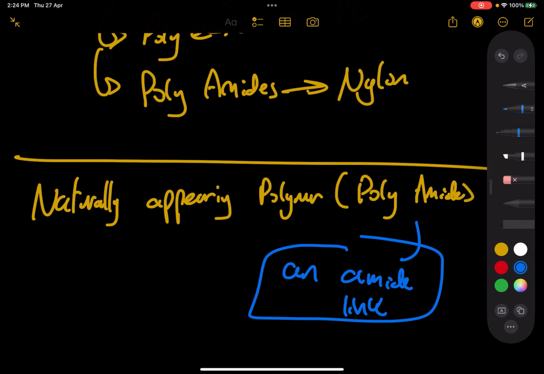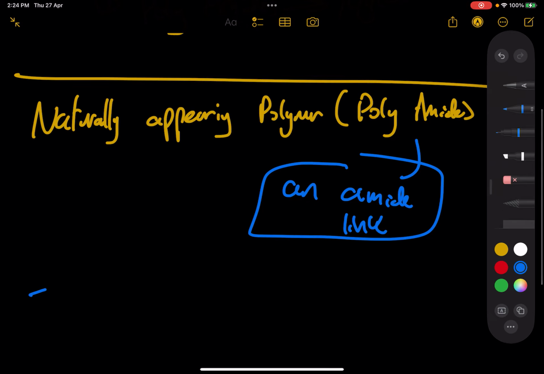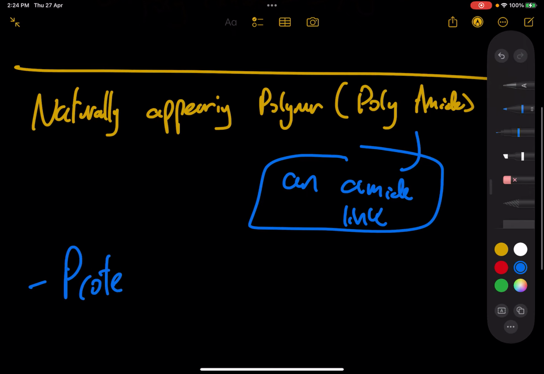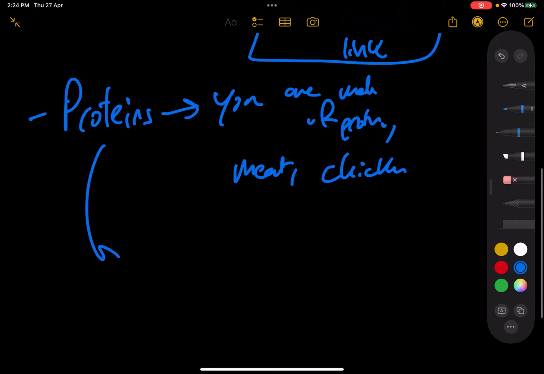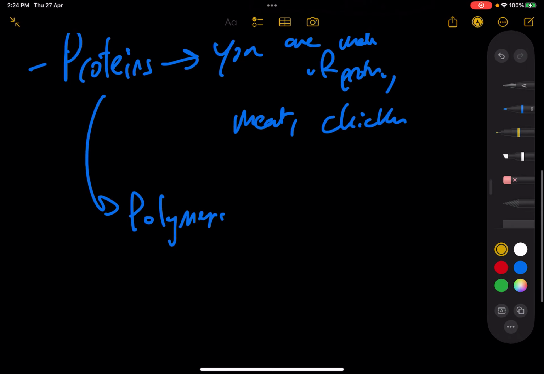Sorry, hold on. The natural polyamide that we'll be studying is proteins. You are made of proteins. Meat has proteins, chicken, some fruit, some vegetables have proteins, like food. So proteins is a polymer, right? Yes. Each polymer is made from monomers.